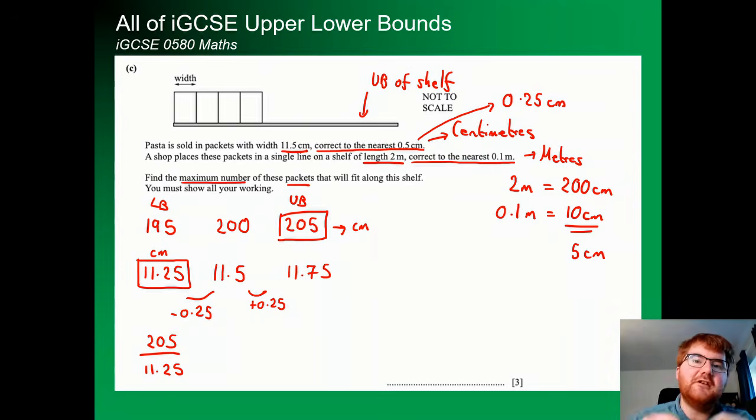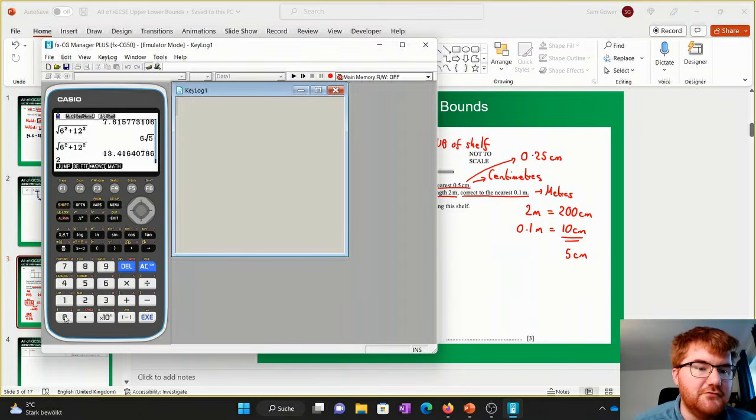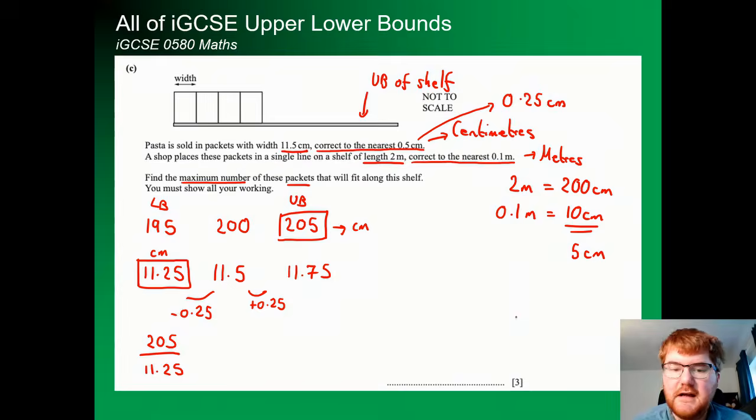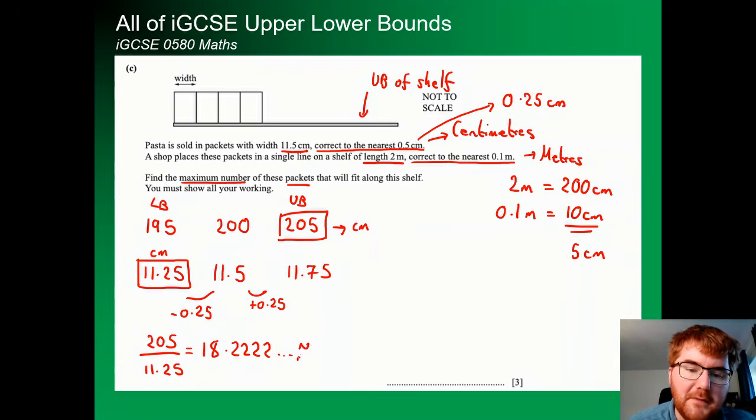So we're going to go over to the calculator and let's see what it tells us. So we've got 205 and we're going to divide by 11.25 and then we're going to get the answer of 18.22222. Now we have to be very careful with these kinds of questions. You'll see this later in the video, exactly what the question is asking for. And we want the maximum number of packets. Now these come in whole number packets. We don't get a quarter of a packet or an eighth of a packet. So we're looking for the whole number that fits.